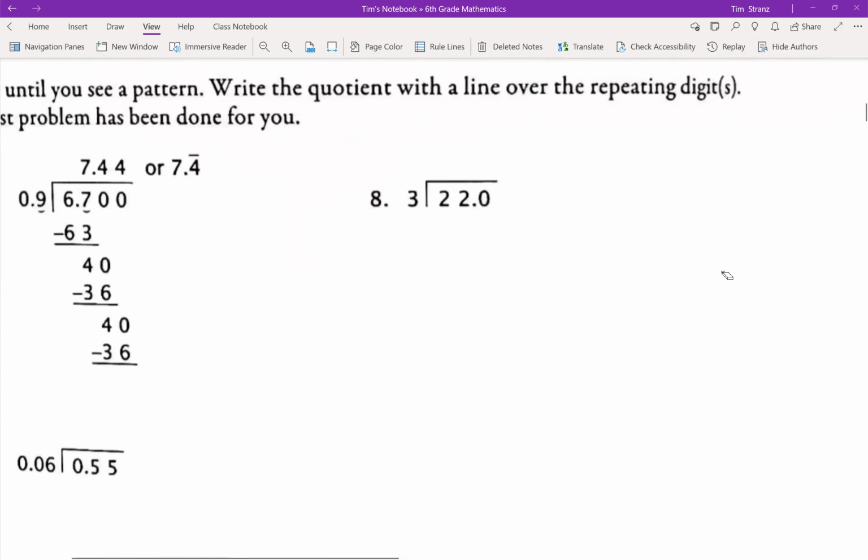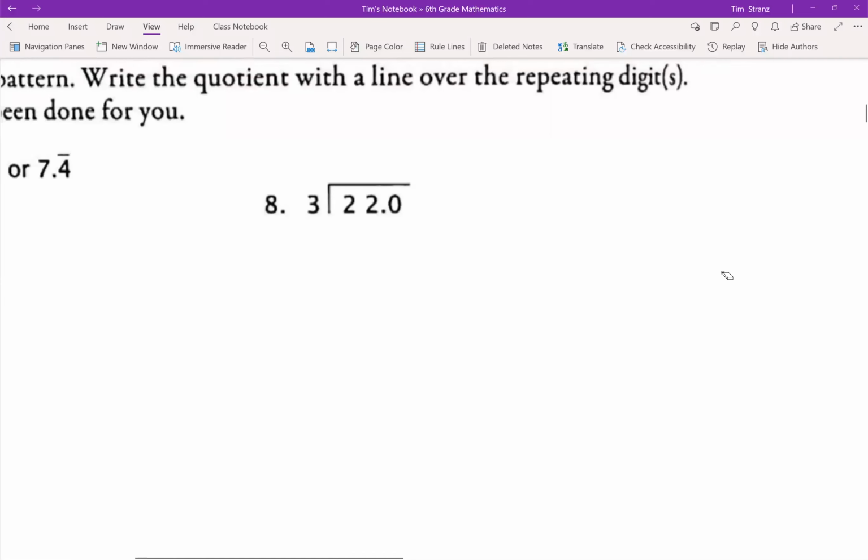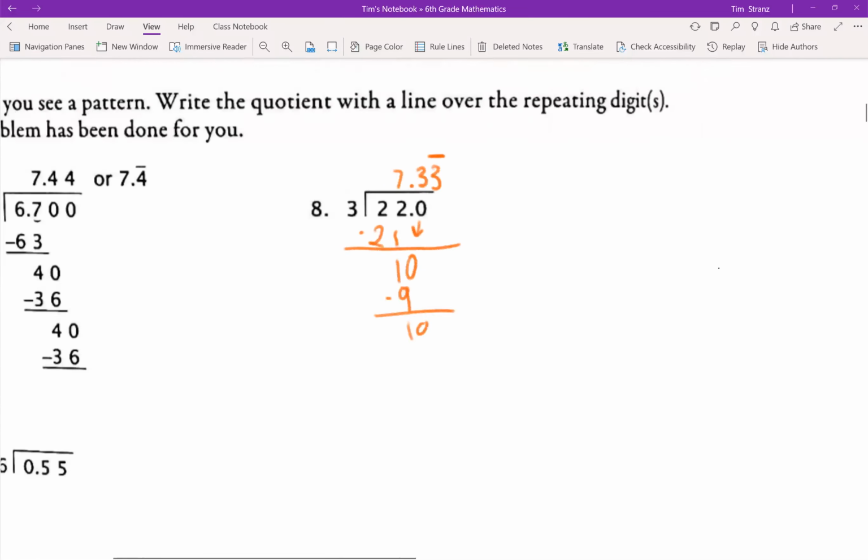Let's look at number 8. My divisor is already a whole number, so I'm going to put my decimal right there. 3 goes into 22 7 times, which is 21. 3 goes into 10 3 times, and then that's just going to repeat. So I would put a line over that 3, telling them that it would repeat for infinity.